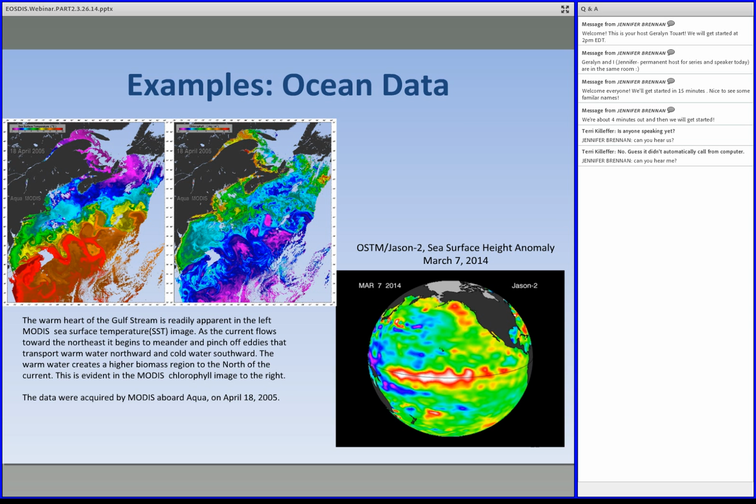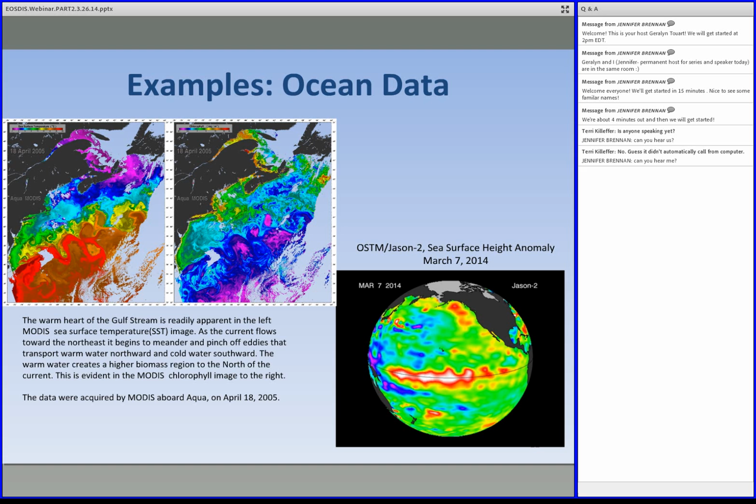These images were acquired from MODIS onboard Aqua on April 18th, 2005. And again, the difference between those two, I don't know if you noticed this in the beginning, is that Terra and Aqua are taking measurements in the morning and in the afternoon. So that's the difference between the two, if I say MODIS on board Aqua or on Terra.